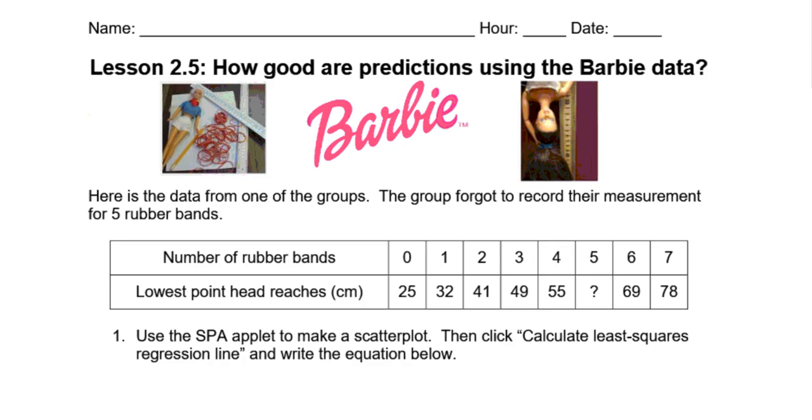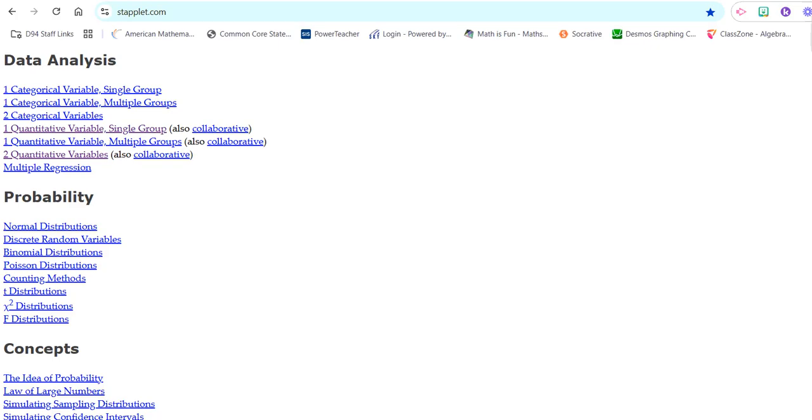So we're going to use our applet to make the scatter plot, and then we're going to go from there. It's important to remember when you go to the applet, we have to make the correct choice as to which one we need to use. So we go to statplet.com and we want to think about what kind of variables we are working with. Are we working with categorical variables or quantitative variables? If we think about the number of rubber bands and the lowest point the head reaches in centimeters, that would mean that we're talking about 2 quantitative variables.